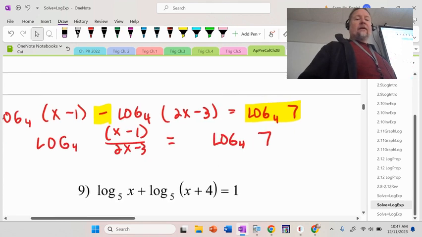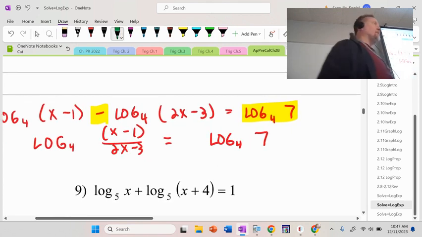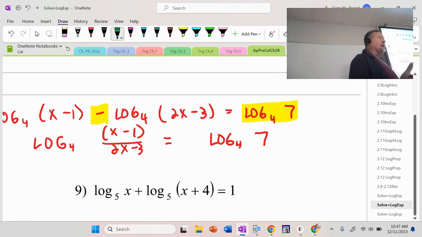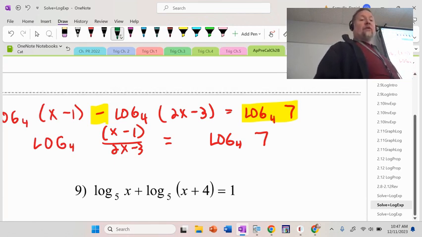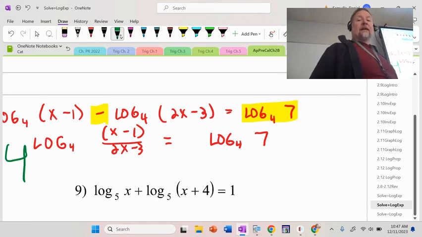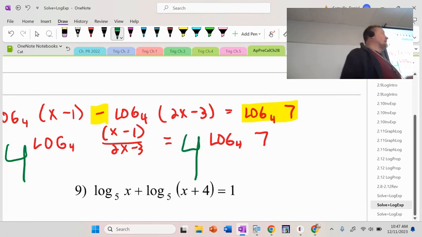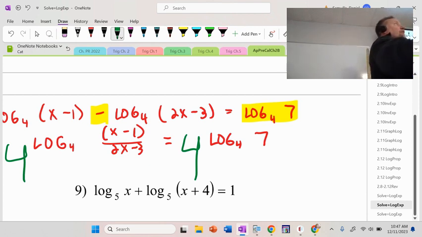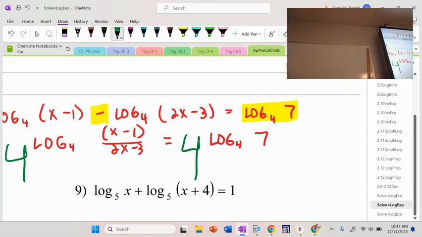And what's the thing that the AP people do? Actually, most teachers do. And I don't know why. I like the idea of what I'm able to do here. What they would do is make 4 a base on both sides. Whatever you do to one side, you do to both sides. Don't write this though. But notice the left side. 4 to the log base 4 of this is just, say it, this. And then 4 to the log base 4 of 7 is just what? 7. We can say that because it's not complicated.